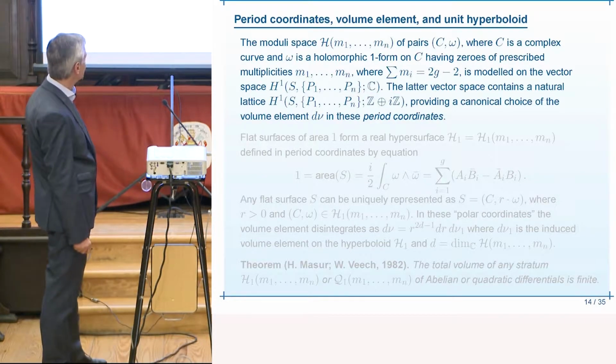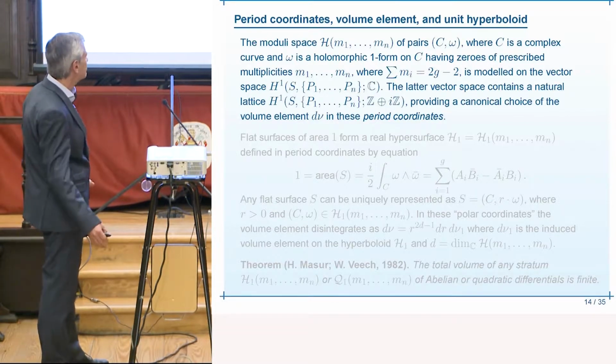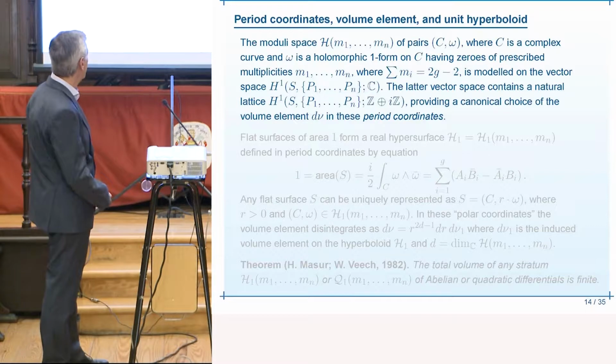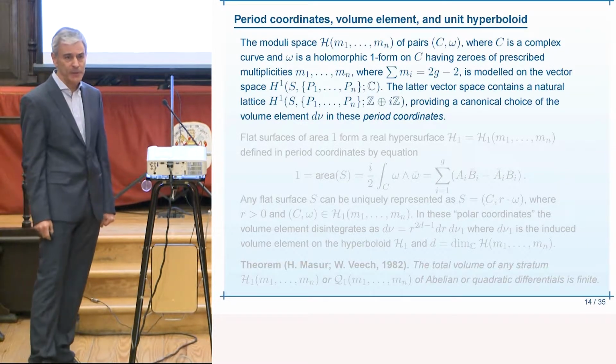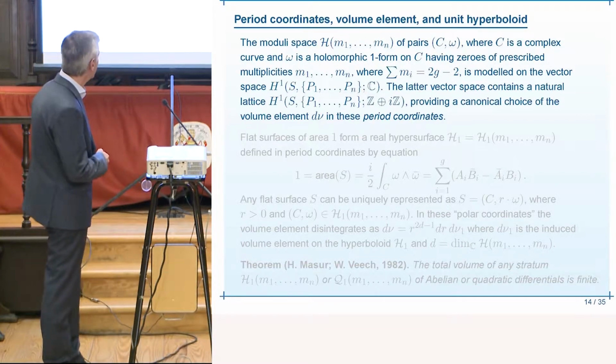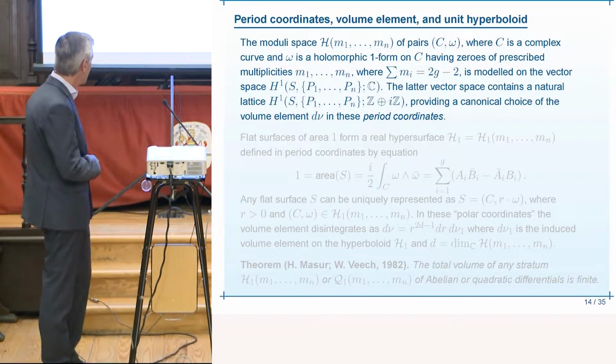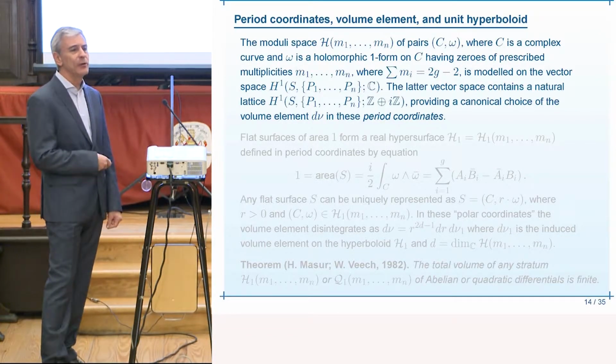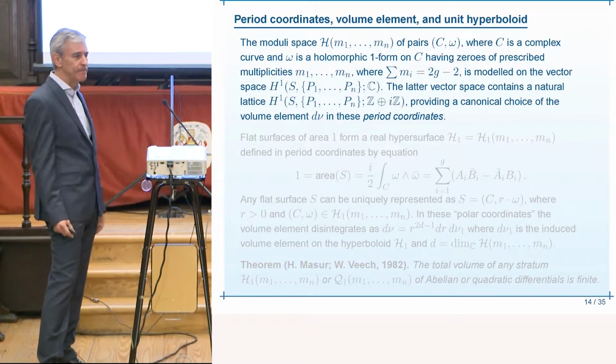So the reasonable way to make it at least a little bit more compact is to impose, for example, the restriction for the area of the corresponding flat surface. This restriction in terms of periods is just a quadratic relation, so we impose this condition, and we get a unit hyperboloid in the ambient space.